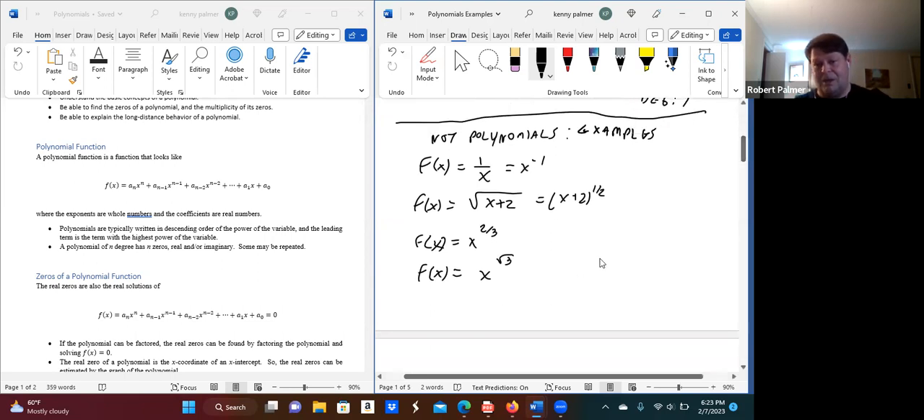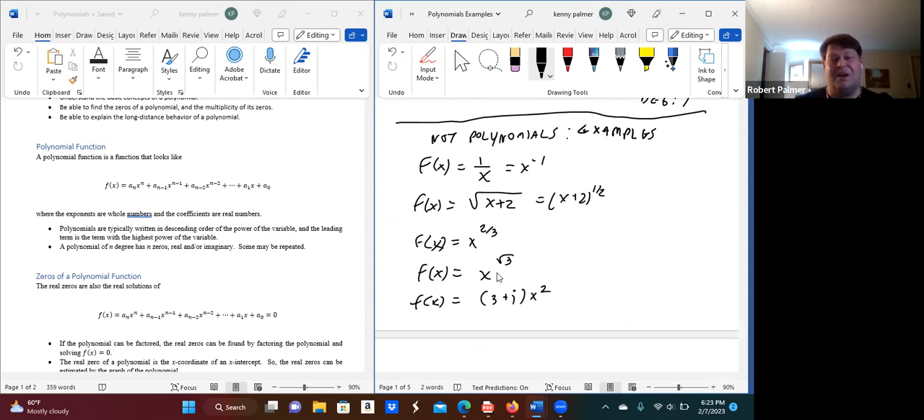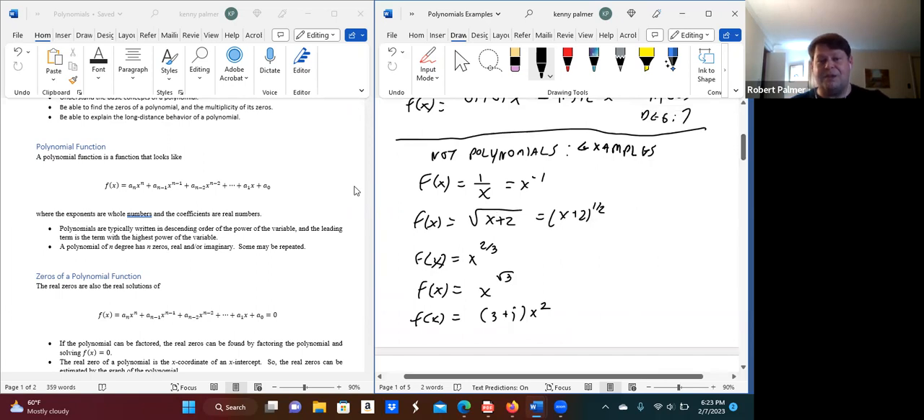Okay, and let's just do one more quick one. How about f of x is equal to 3 plus i times x squared? What's wrong with this one? Well, this is a little more unusual. Our coefficient is not a real number. In this case, that's not a polynomial either. All right, so hope you see the difference: polynomial functions are nice functions. They're easy to work with. Okay, so those are the ideas of polynomials.